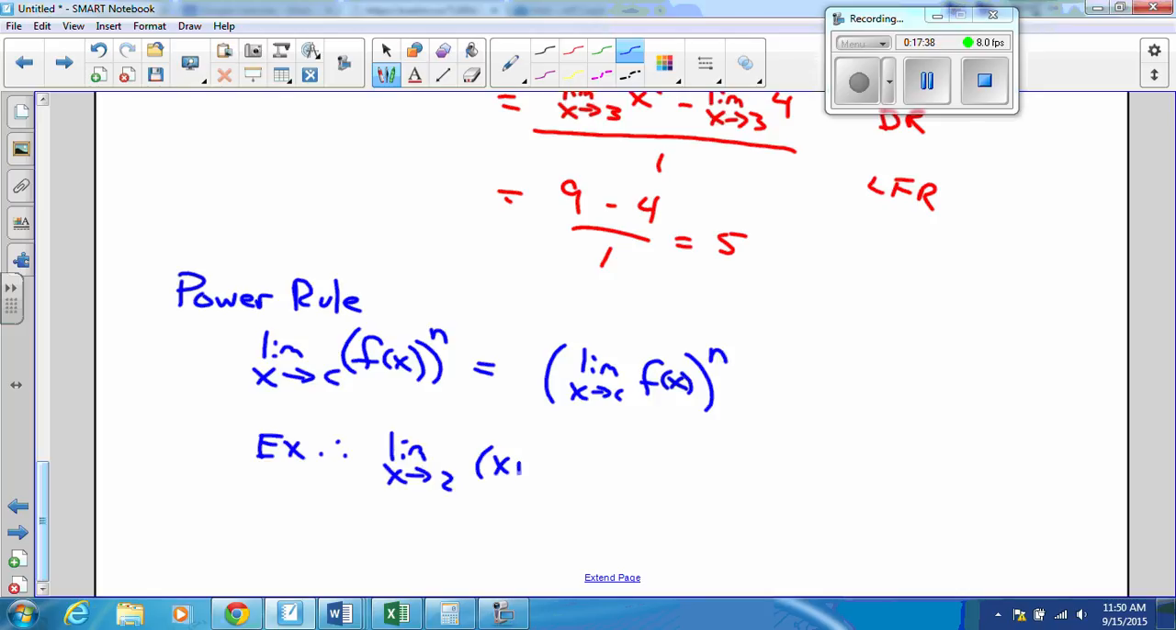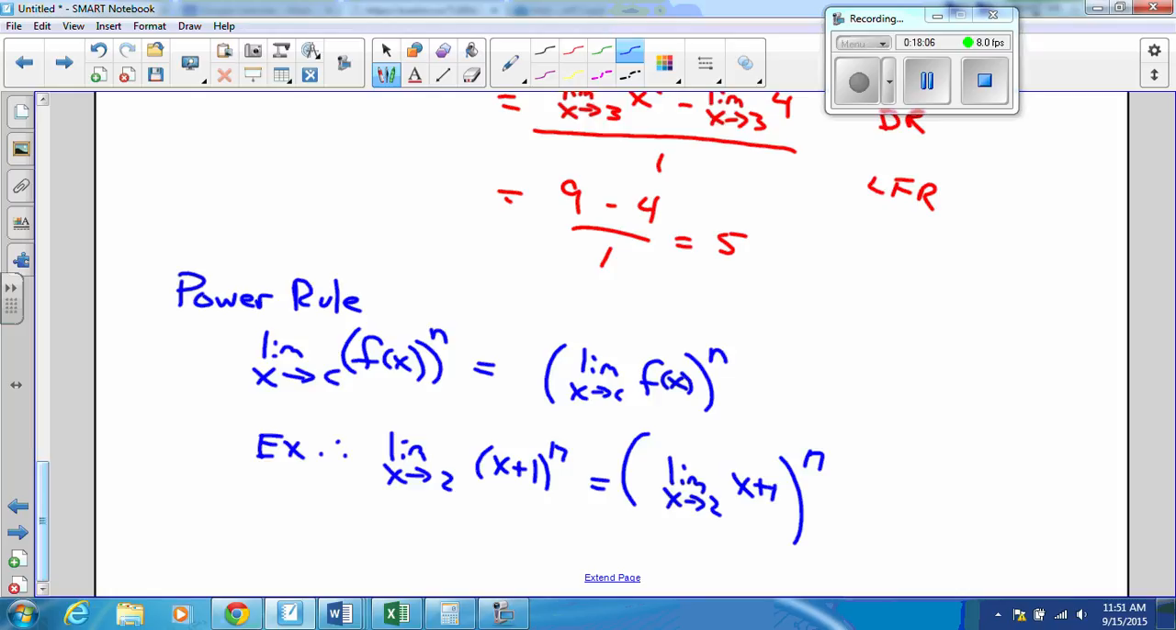So, for example, if I have the limit as x goes to 2 of x plus 1 to the 17th, ugh, scary. If I wanted to write that as a product, it would be awful, right? I'd have 17 different factors. But if I use the power rule, I can immediately write that as the limit as x goes to 2 of x plus 1, all to the 17th power.